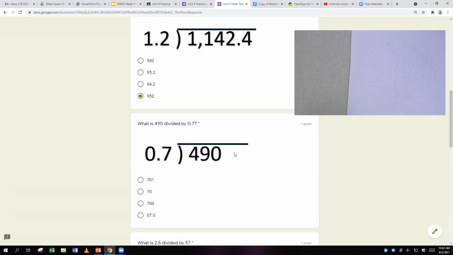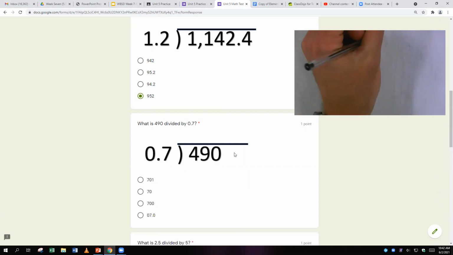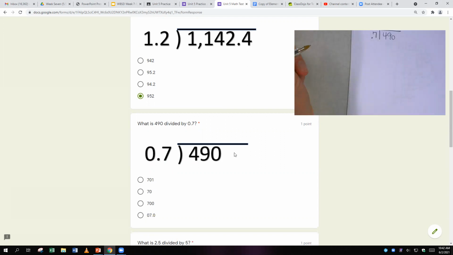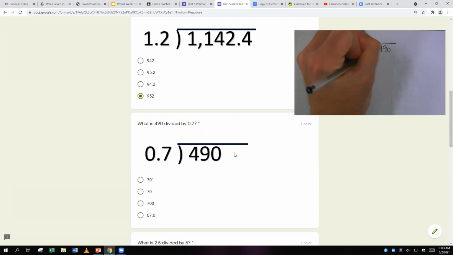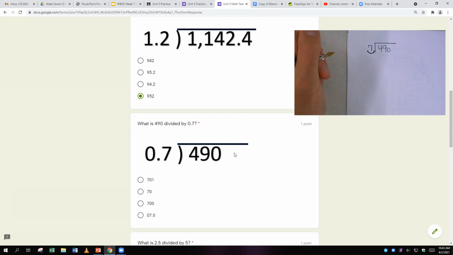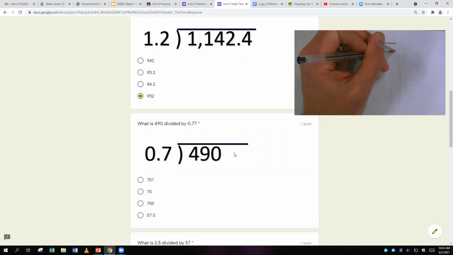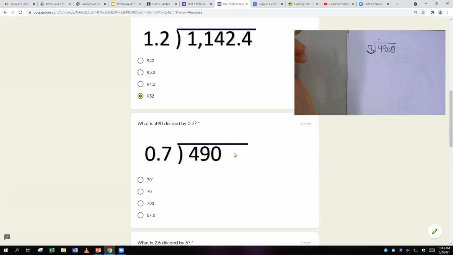Down here, we have 490 divided by 0.7. You're allowed to have that decimal on the outside. You're not allowed to have a decimal on the outside. Push it over. Now we're good? No, we're not good because the answer is going to be totally wrong. If you push this over, you're saying now we're counting by 10 bigger than 7. So I have to also make it so it looks like I have 10 times more than I used to. Now my answer will stay the same.